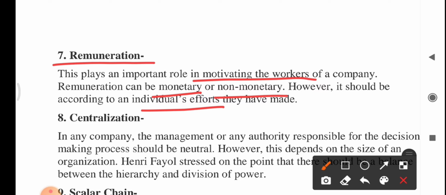Remuneration can be in the form of monetary and non-monetary. Monetary means you get the money and financial support, right? And non-monetary can be your other benefits or perks, like maybe if somebody is getting an accommodation facility or some travel allowances or a free meal or whatever. So this comes into the non-monetary part of it.